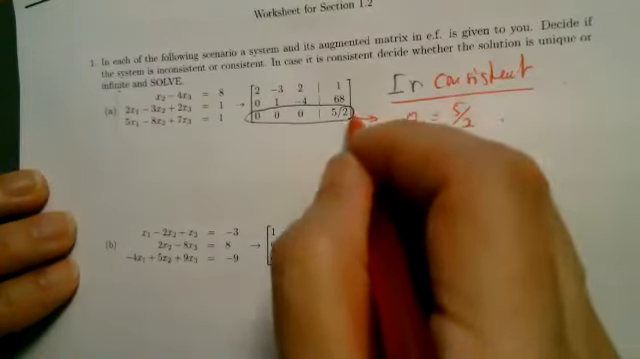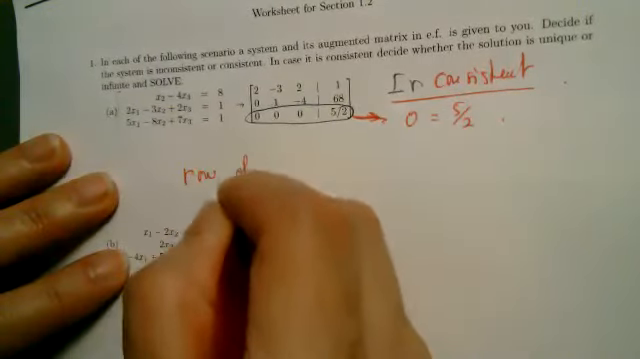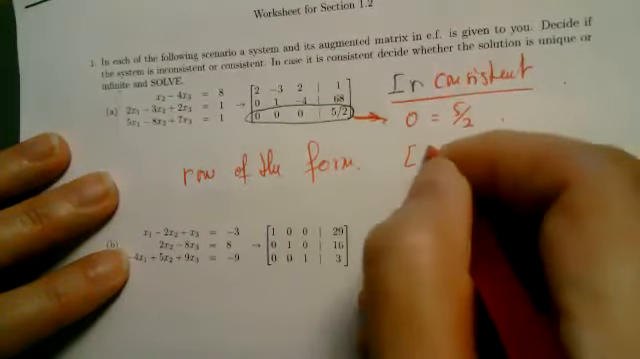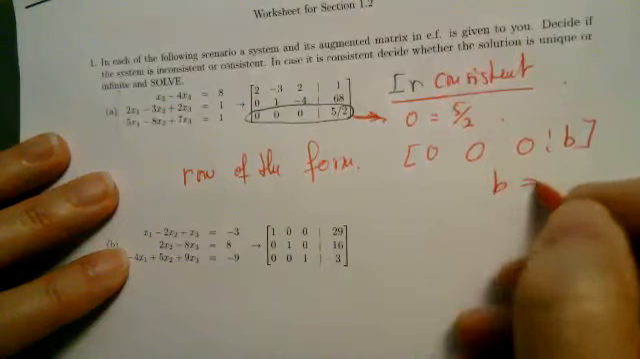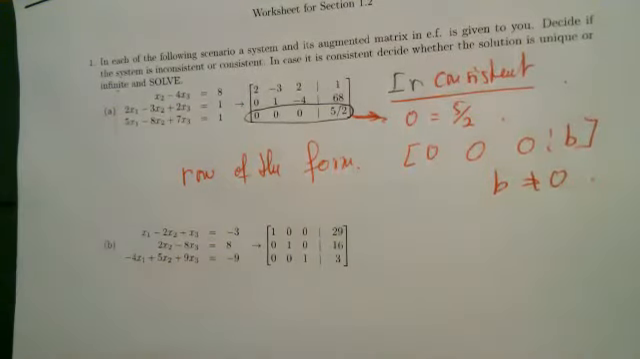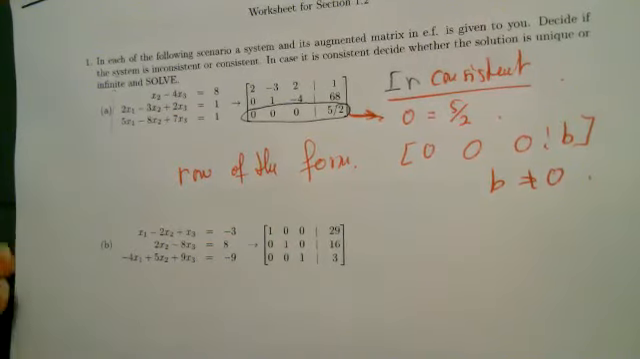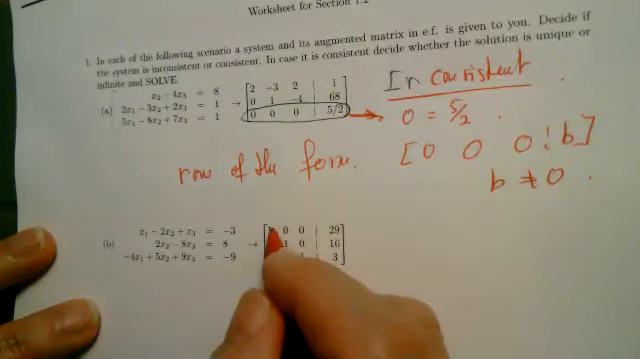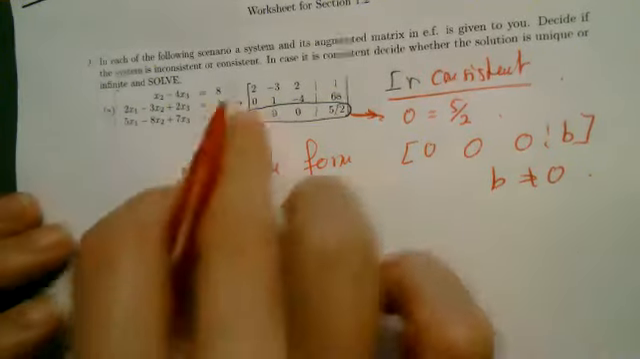So it's inconsistent because this row means we have a row of the form 0, 0, 0, B, where B is non-zero. That causes inconsistency. Now, problem number 2. Is the system consistent or inconsistent immediately? Consistent, because I don't have that scenario.